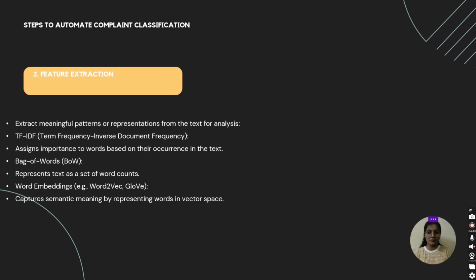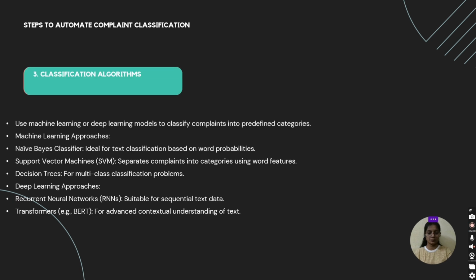The next step is feature extraction. Extract meaningful patterns or representations from the text for analysis. TF-IDF, term frequency inverse document frequency, assigns importance to words based on their occurrence in the text. Bag of words represents text as a set of word counts. And word embedding captures semantic meaning by representing words in vector space.